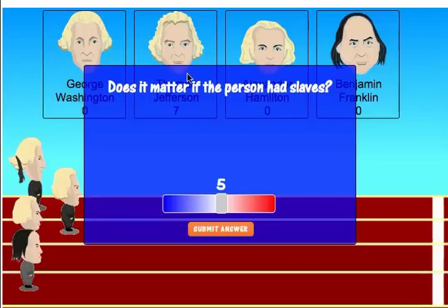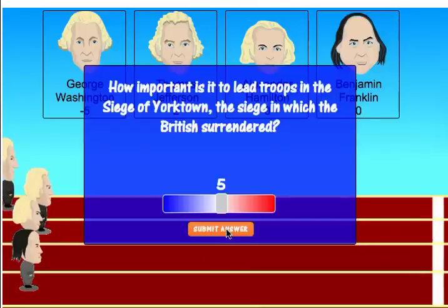The next question asks, does it matter if the person had slaves? Well, not everybody wants their founding father to be someone who had slaves. So this is actually a negative one. I think a lot of people had slaves at the time, so I'll give that a 5. I think that's right. So this is a negative. I click Submit Answer. And the two founding fathers who had slaves, Thomas Jefferson and George Washington, moved backwards 5.